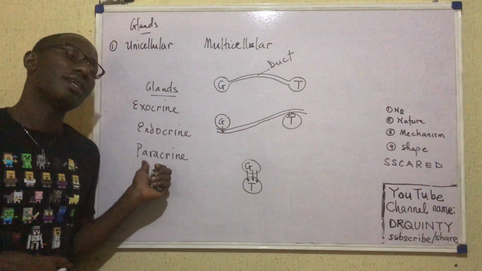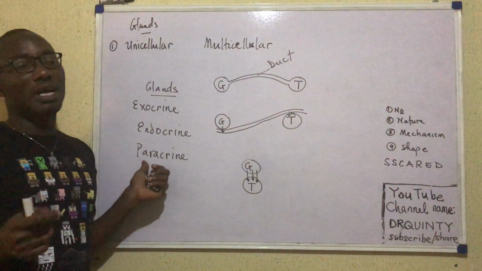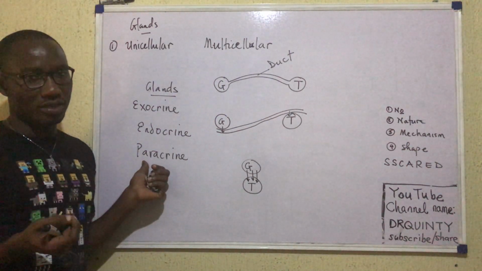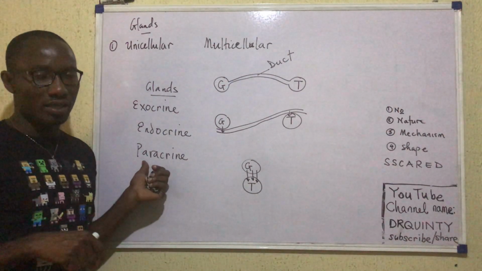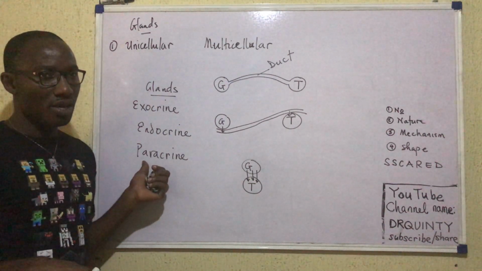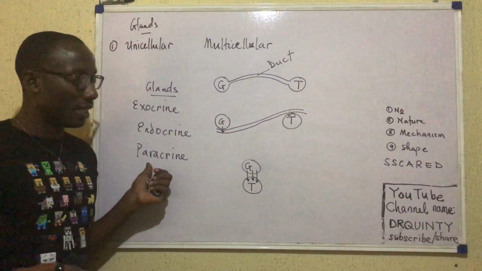And paracrine glands are not so commonly found, but you can have them in the gonads, like the testes and the ovaries. Testosterone works in the testes, and where is it produced? Right there in the testes. So that's an example of paracrine glands, the gonads.